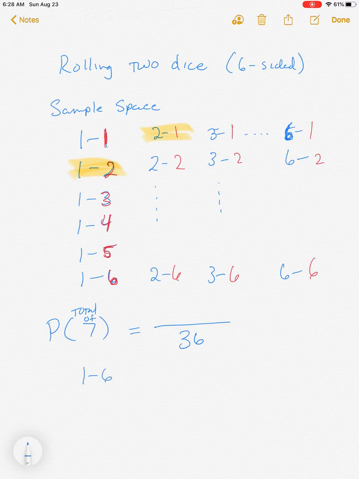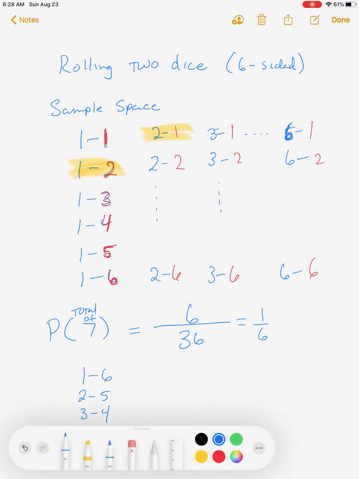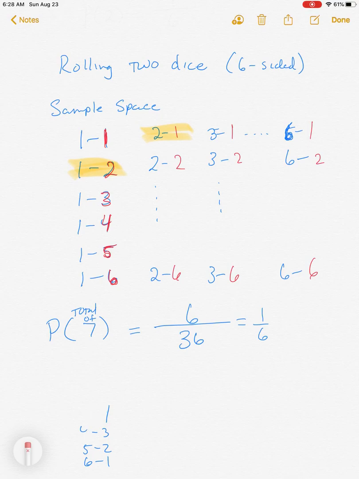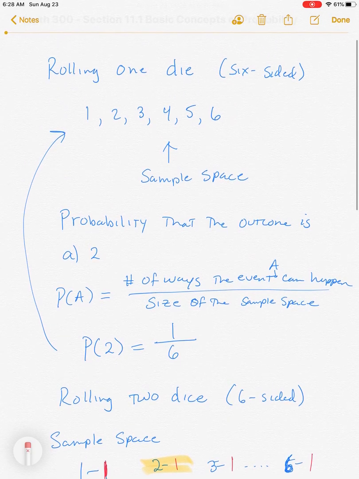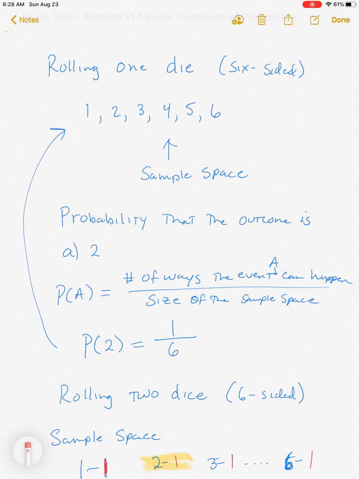Well, there's a 1 and a 6, a 2 and a 5, a 3 and a 4, a 4 and a 3, a 5 and a 2, and a 6 and a 1. So there's 6 out of 36 ways, and our book will always reduce, so we have 1/6. The probability is 1/6. And so you have these nice probability questions that are there, even in simple settings like this one.